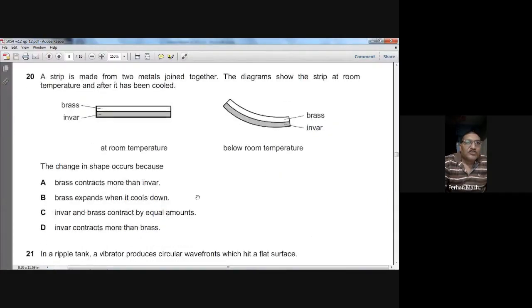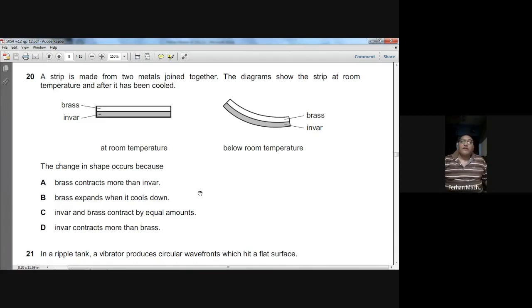Okay. So on your screen, question number 20. A strip is made from two metals joined together. The diagram shows the strip at room temperature and after it has been cooled. So you see when it has been cooled, it bended upward. On the upper portion, the metal was brass, and below, the metal was iron. When you cooled it, it bended upward. We call it a bimetallic strip.